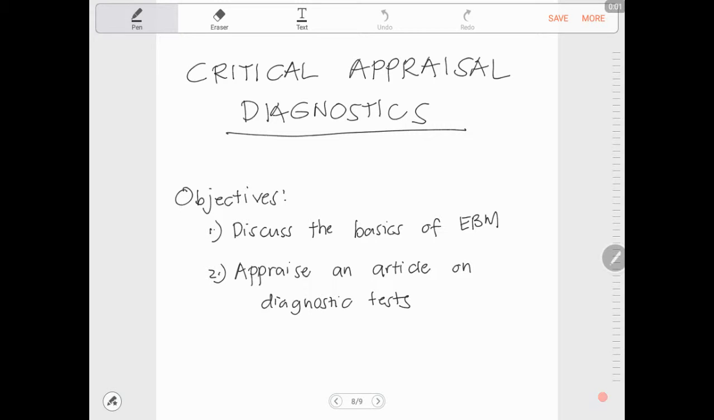So this video is about critical appraisal of a journal on diagnostics. So this is for evidence-based medicine. The objectives are to discuss the basics of EBM and to do an appraisal of an article that talks about diagnostic tests.